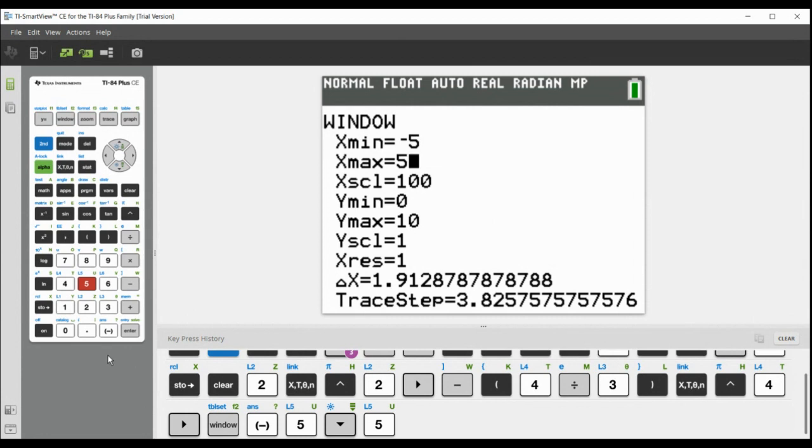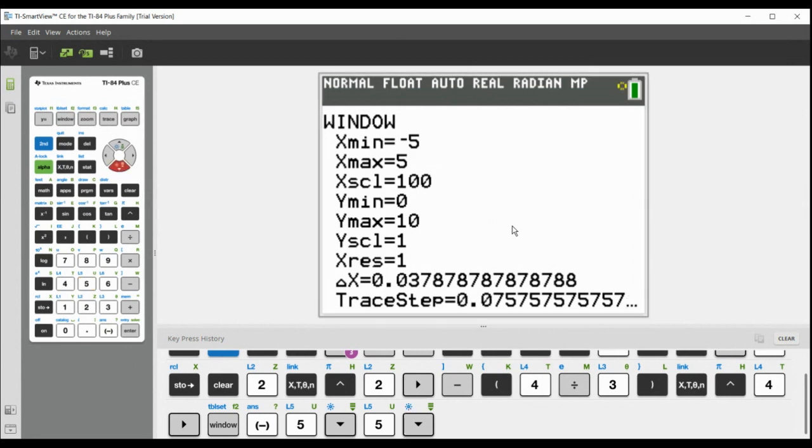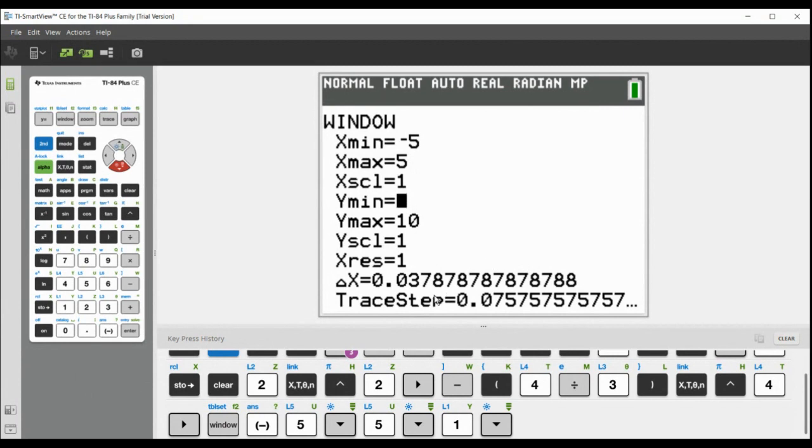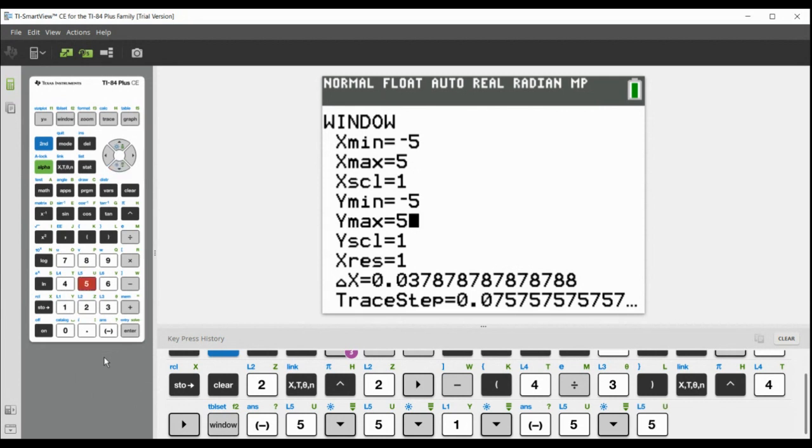X scale, why don't we let that be 1? I'm just picking a window. I'll probably have to alter it. How many notice that when they pick a window, oftentimes they have to alter it after they do the graph? I'm sure you've had that experience. Right, John knows what I'm talking about.